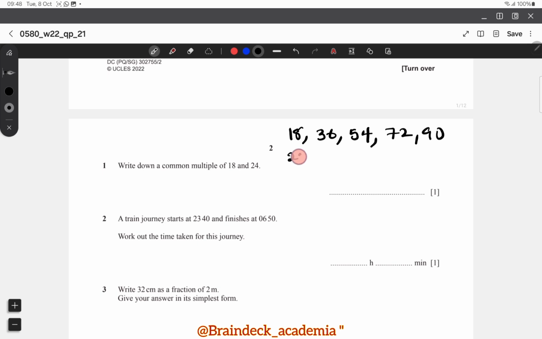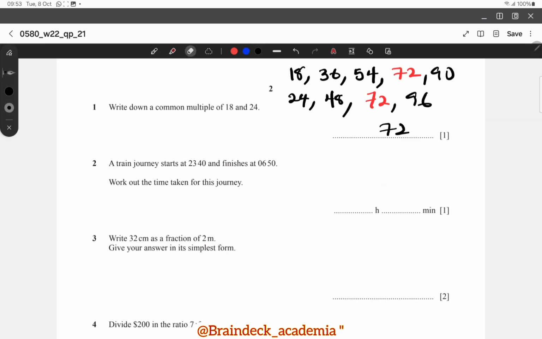Therefore 24, we have 24, we have 48, then we have 72. So we don't even need, let me just do one more. Plus 24, then we have 96. So we don't need to stress ourselves. We can see that the common multiple between 18 and 24 is 72. So our answer for this here is just what? 72.